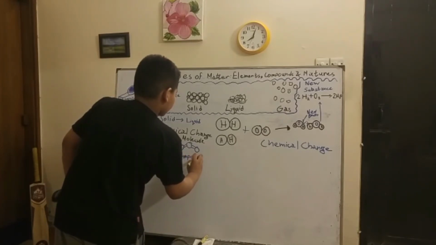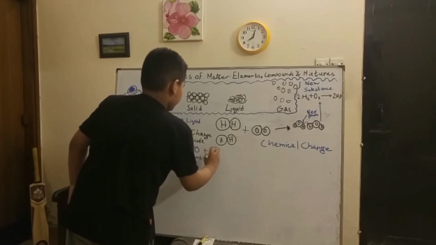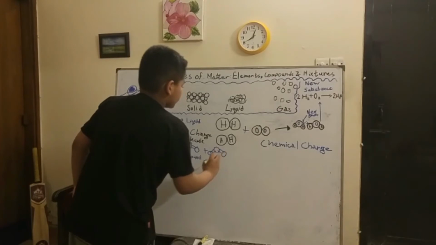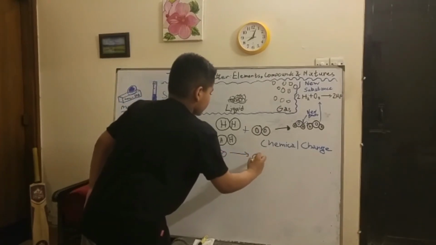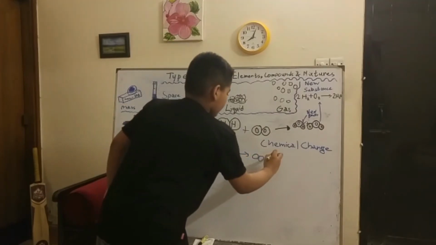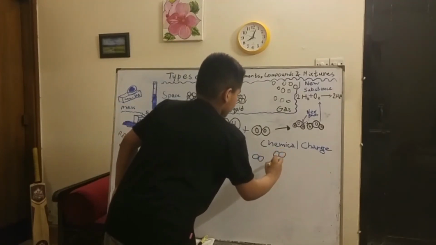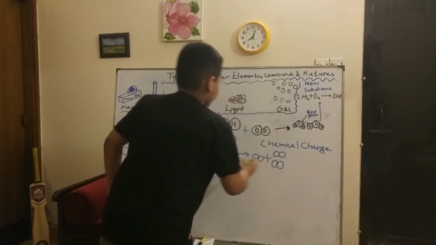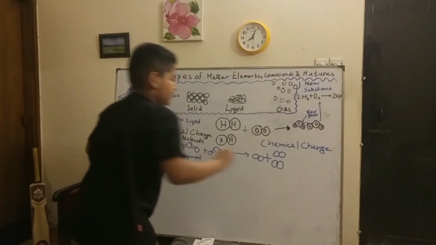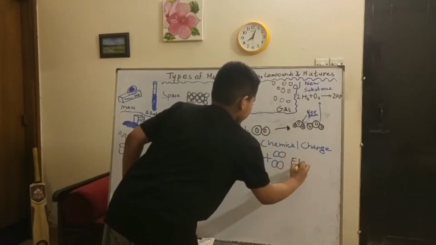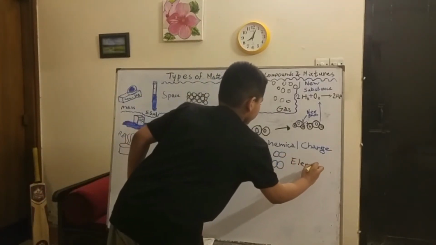So, if we react a compound like these water molecules, we will get one oxygen gas molecule and two hydrogen gases. These are the elements that they will break down into.